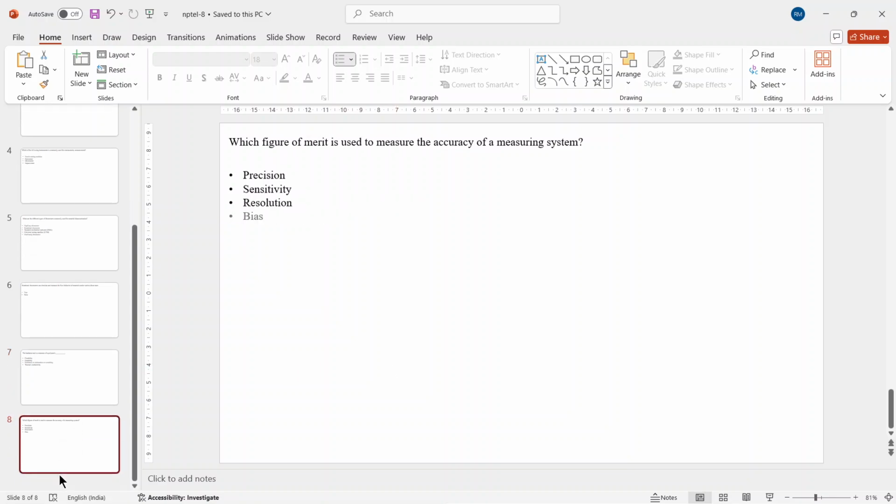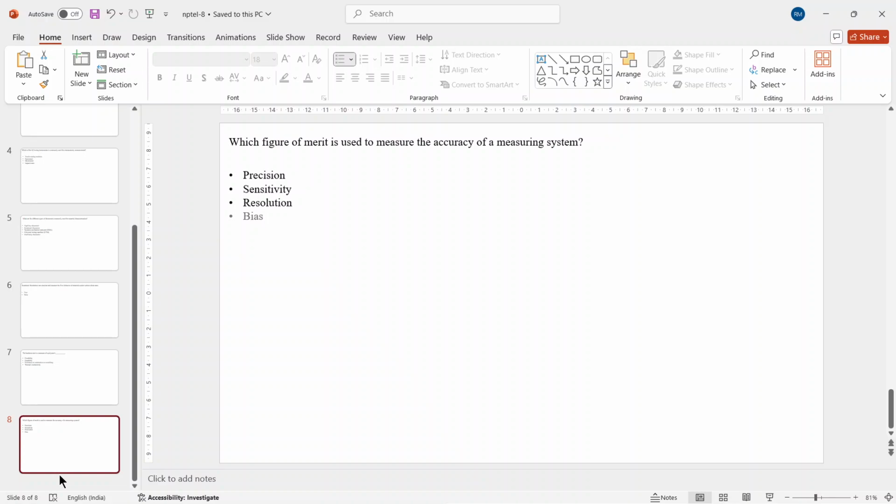Next we have: which figure of merit is used to measure the accuracy of a measuring system. So basically, it is asking us that, given the different standards and different measuring techniques which we have, what is the merit or the basis on which we are trying to judge the measuring system. So how are we doing that? First we have the precision. In precision, it is about how precisely you can make the measurement, which means how many times you can repeat the same measurement and get a similar value. So that is the precision of the measurement.